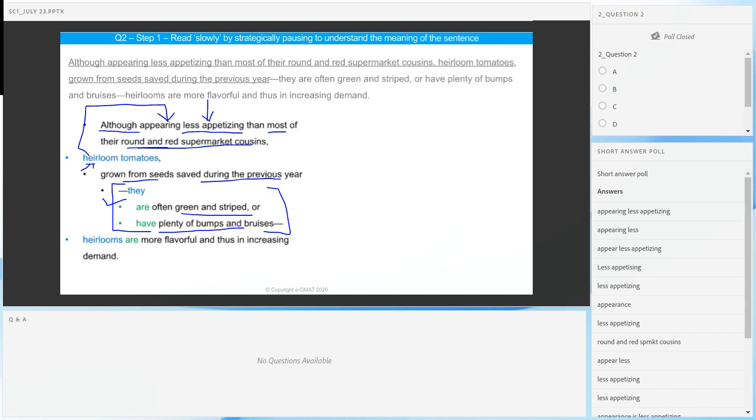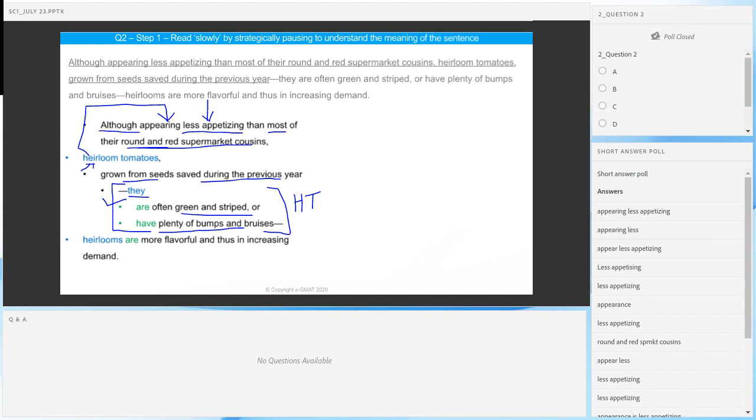So this piece is actually giving us more information about heirloom tomatoes. And mind you, the supermarket cousins have already been described as round and red. Do not later ask, hey, is this "they" talking about supermarket cousins and not heirloom tomatoes? No, again, connect that logical dot. The author is saying that heirloom tomatoes are less appetizing, and this less appetizing appearance has been described through the information between these two long dashes. It is all about heirloom tomatoes. About supermarket cousins, the author says that they are round and red. Very important piece of information to understand and retain, because this will help us in our answer choice analysis.